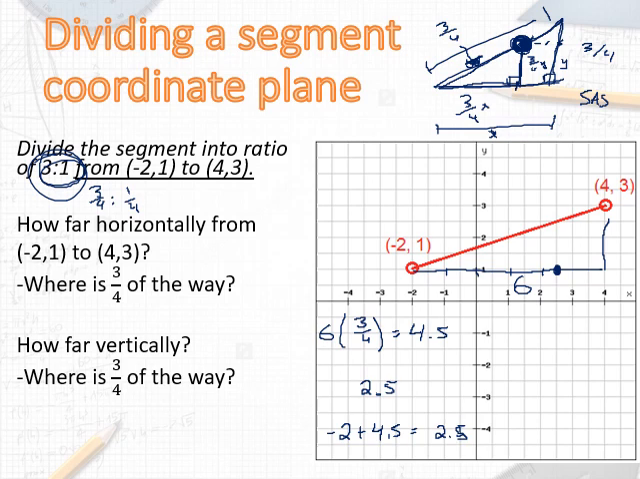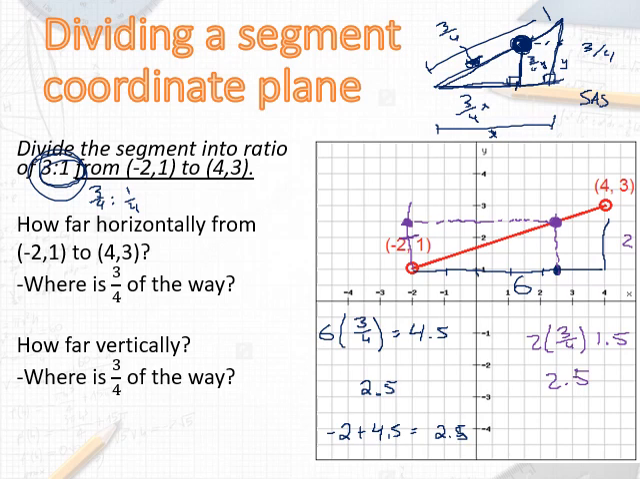Vertically, we've got 1 to 3 is 2 units. So 2 times 3/4 is 1.5. So we're going to be counting up 1.5. So this will be my new y coordinate. If I can keep my hand steady enough to draw this across and up, this is going to be my point that I'm looking for. So y coordinate of 2.5 as well.